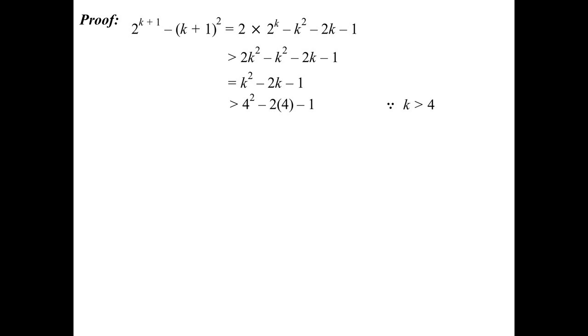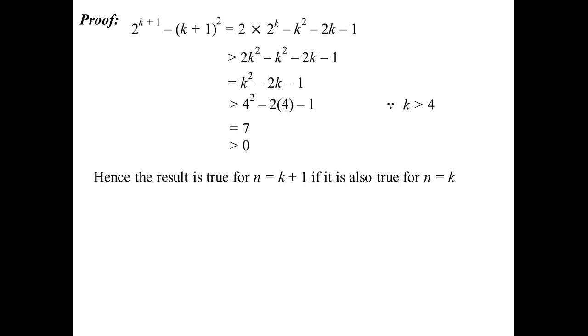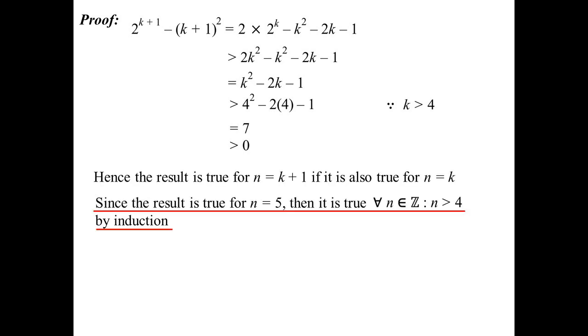That's okay. If I was subtracting, say, 5k, I couldn't do it, because I couldn't guarantee that this is going to be okay. Well, that equals 7, and 7 is indeed greater than 0. Hence the result's true for k plus 1, it's also true for k. Since the result's true for n equals 1.